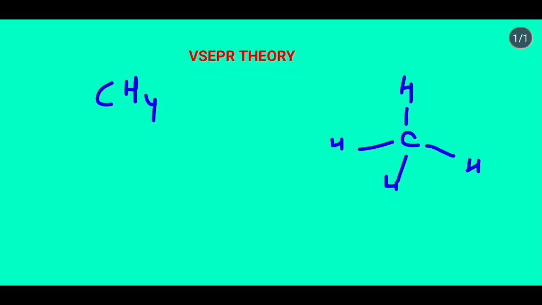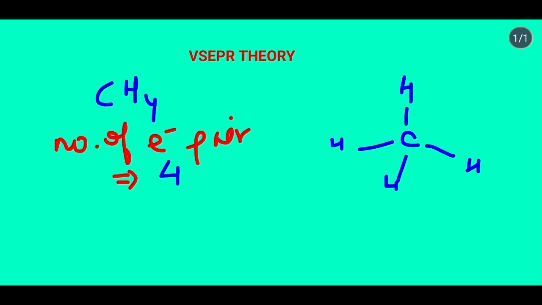From the structure we get the molecular geometry. The number of electron pairs is 1 2 3 4. So there are 4 electron pairs, and the molecular geometry is tetrahedral.